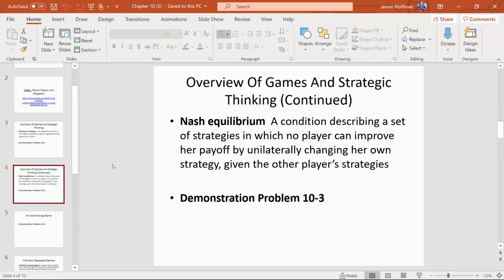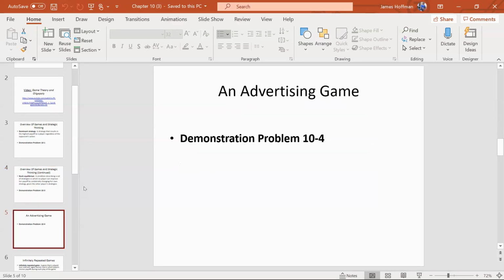Let's look at the Nash equilibrium concept in a more oligopoly-ish game. A common oligopoly game is an advertising situation. A good majority of the oligopoly narratives that do games are looking at advertising decisions and pricing decisions. So we're going to look at advertising here. Demonstration problem 10-4, which will depict a hypothetical advertising game between two hypothetical oligopolies.